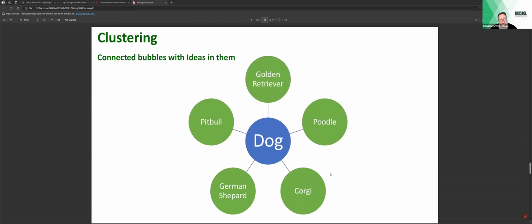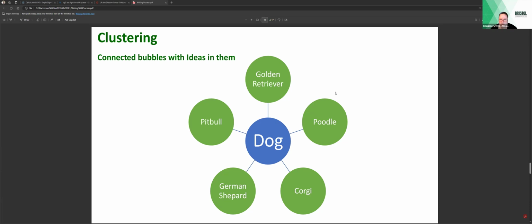Clustering. This is where we use circles to write down our major and then minor and then major supporting details and our main idea. So let's say it's types of dogs. In the center, I wrote dog. And then around that, I've written types of dogs. So maybe each one of my paragraphs is going to be about a specific type of breed of dog.